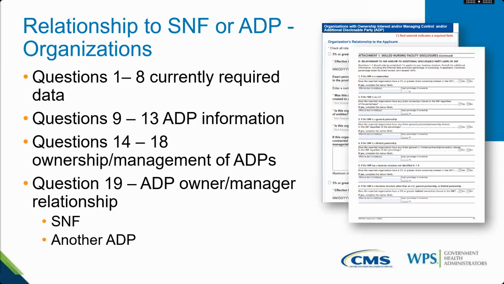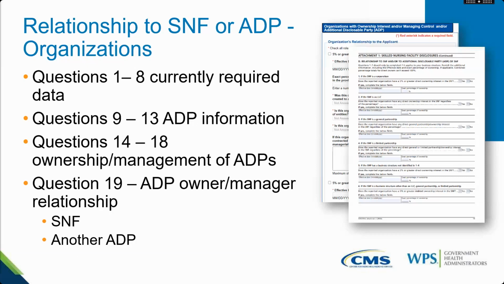Okay. And there was, nope, sorry. I apologize. The next slide, we have a slight numbering change, just an adjustment. I'll point that out. Questions 14 through 18 is the ownership and management of the ADP. So this is that third level. An ADP has been reported. Now we want to know about that ADP's business structure, whether it's an organization or an individual. Again, yes or no questions. And based on how you answer those, you may have to provide some additional information.